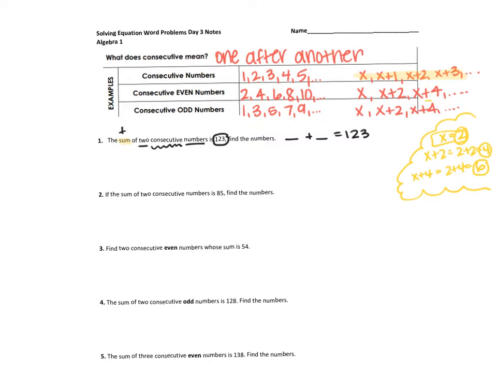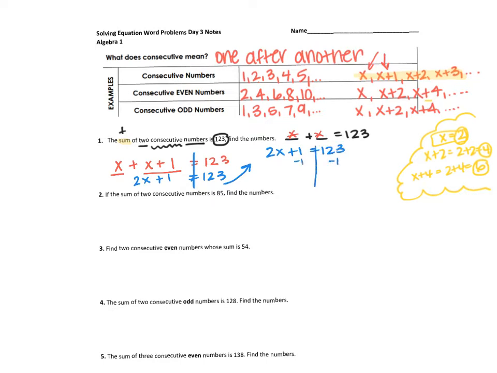So it's going to look like this. I'm going to write x plus the number after x, which would be x plus 1. So this is one number, this is the next number, and I know they add to get 123. So I filled in my blanks with what was written up here. Now I can just solve this like I would a normal equation. So x plus x would make 2x plus 1 equals 123. I'm going to move it up here. So I have 2x plus 1 equals 123.